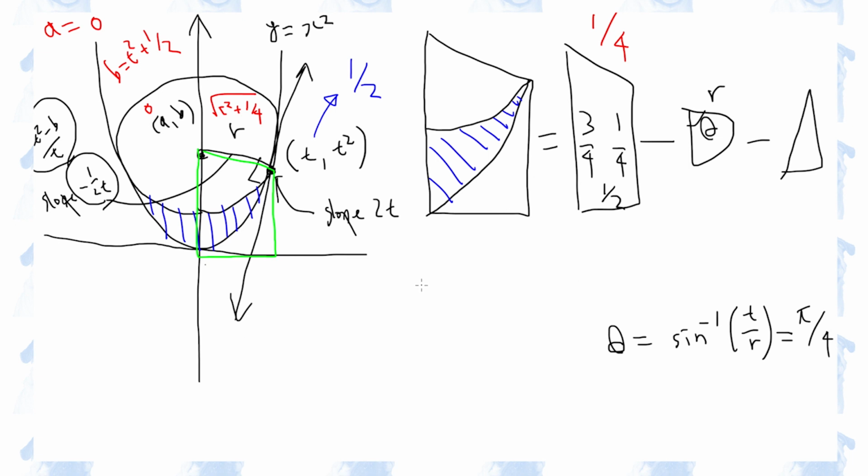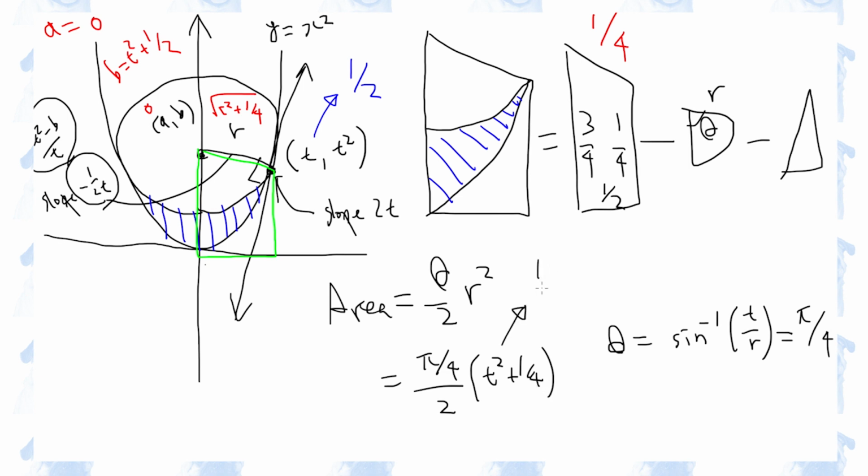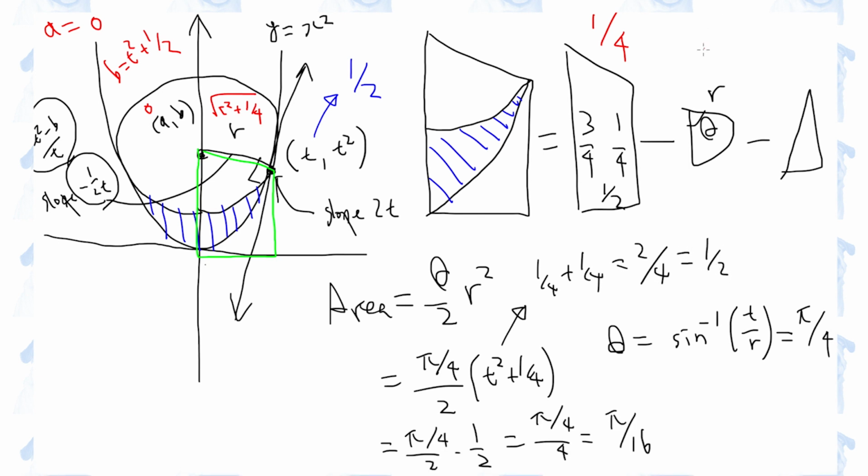So what is the formula for the area of a sector? The area is theta over 2 times r squared. So pi over 4 over 2 times t squared plus 1/4, which is 1/4 plus 1/4, or 2/4, which is a half. So the area of the sector is pi over 16.